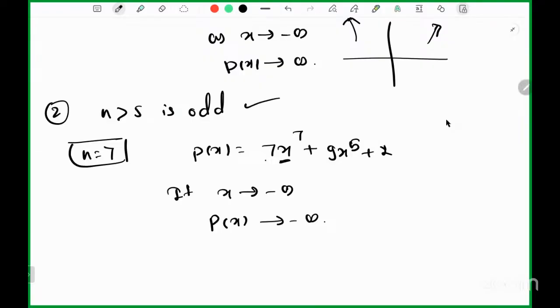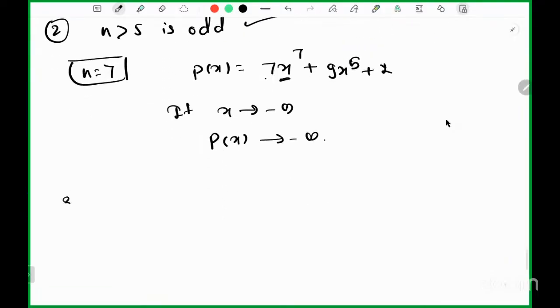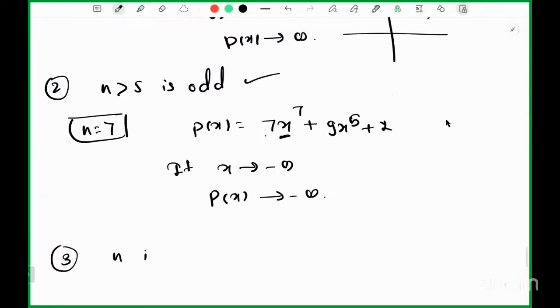Here we have a choice of n. You can take any odd number greater than 5, that will work. I'll discuss the second case again. In the second case it says that you can take any value of n which is greater than 5 and odd. So this is correct because you can take any value of n.